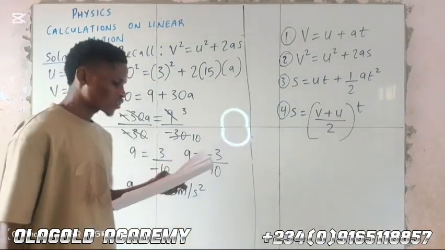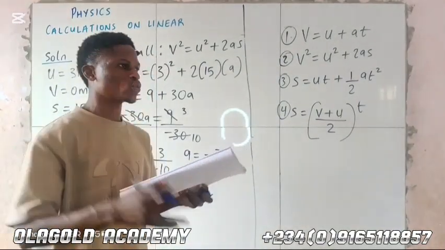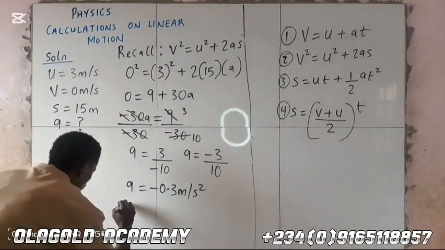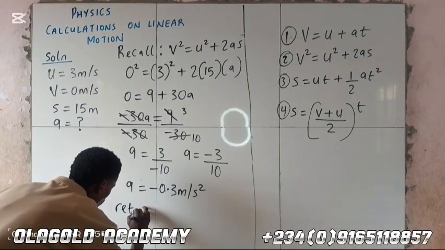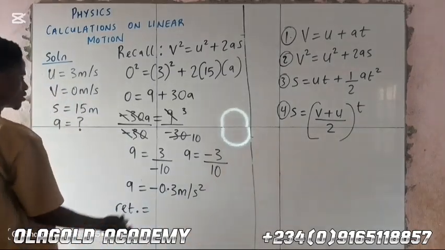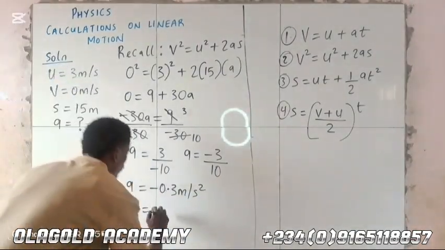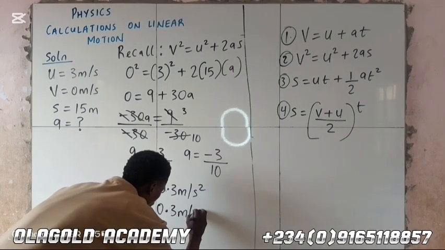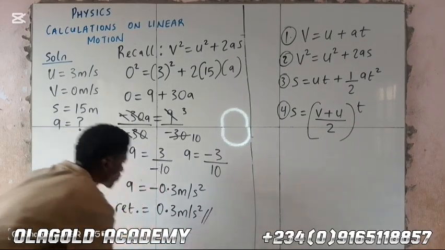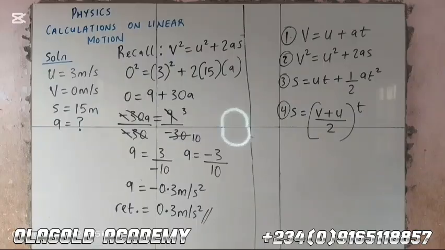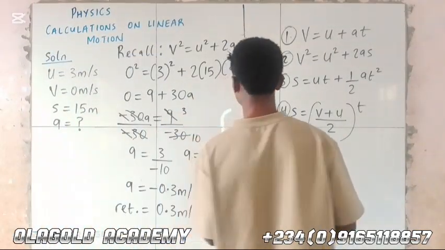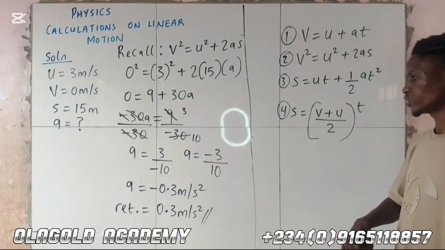But let's not forget, the question says to calculate the retardation. So if I have to write for retardation, I will have to neglect the negative sign here. So we have 0.3 meter per second squared as my final answer for this question. This is how we go about questions like this.